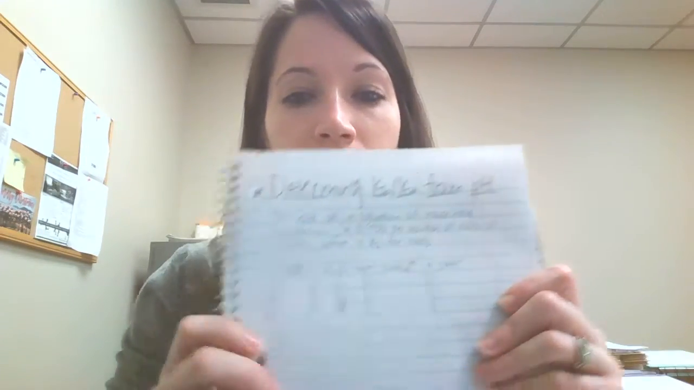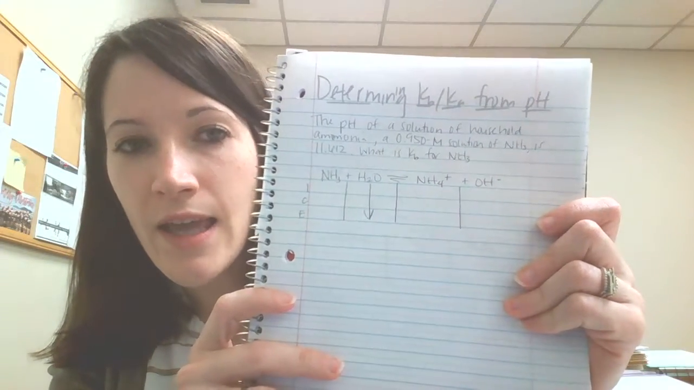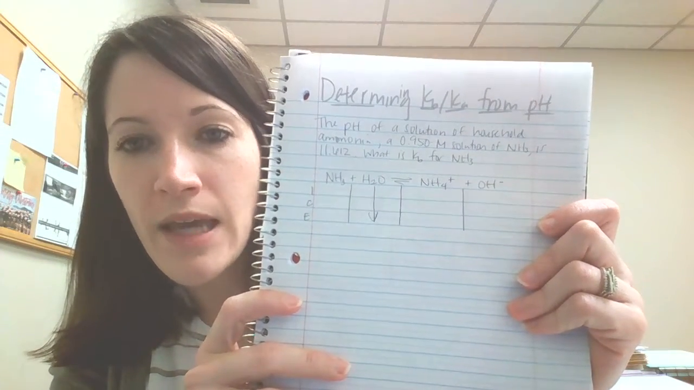But if you go back to chapter 13, the very first math problems we did were identical to this. Okay, so those two examples are very similar. Okay, my next one is determining Ka or Kb from pH or pOH. Okay, so it can be any combination of those.